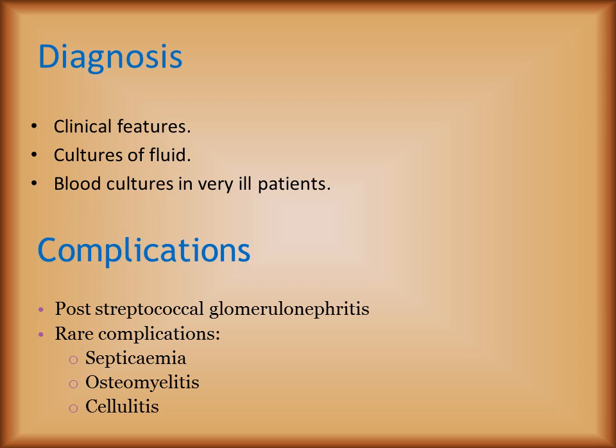Diagnosis. Diagnosis is mainly by clinical features and examination. However, cultures of fluid from the blisters may yield causative agents. In case of a very ill patient, blood cultures should be performed. Complications. Post-streptococcal glomerulonephritis. Rare complications include septicemia, osteomyelitis and cellulitis.